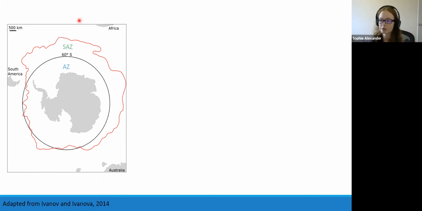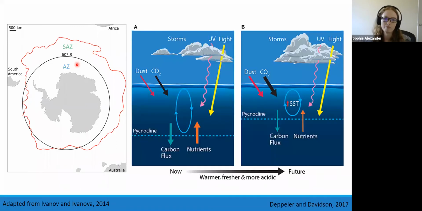So in my research, I'm trying to understand how life in each of these two zones was different about 45 million years ago. Today in the Southern Ocean, ecosystems in this zone are controlled by a complex balance of dust input, CO2 input, and light input, all of which results in photosynthesis. Mixing then occurs, resulting in carbon falling down to the bottom of the ocean and nutrients being brought up.